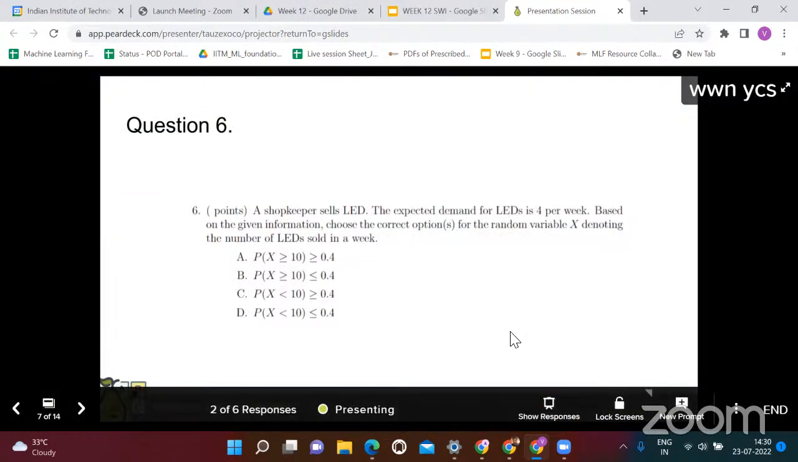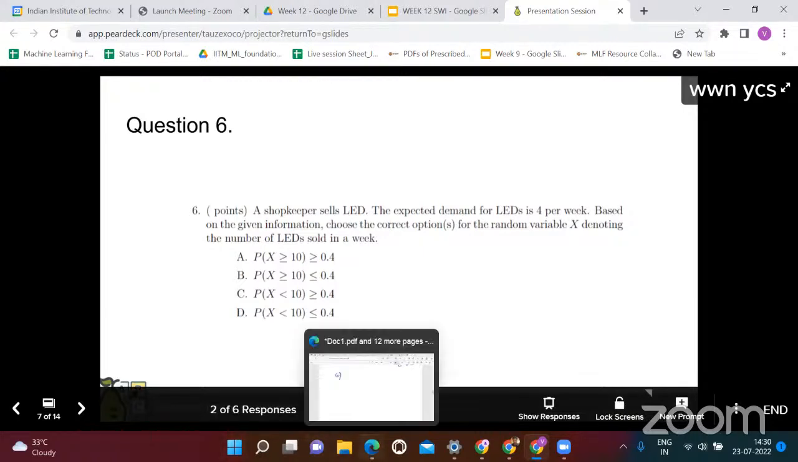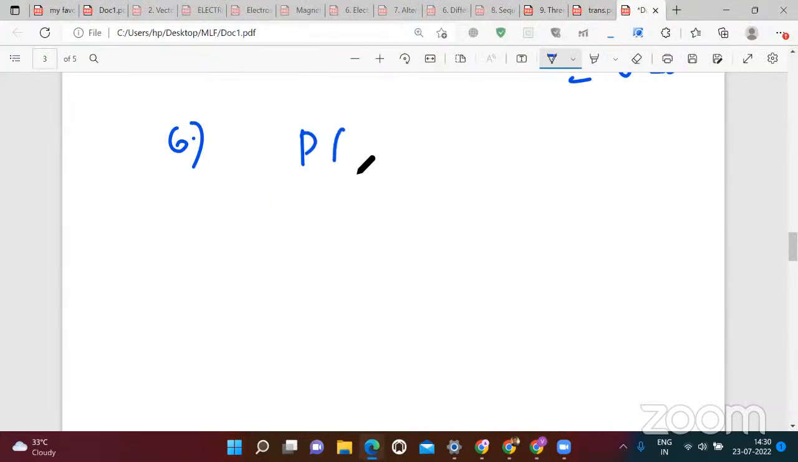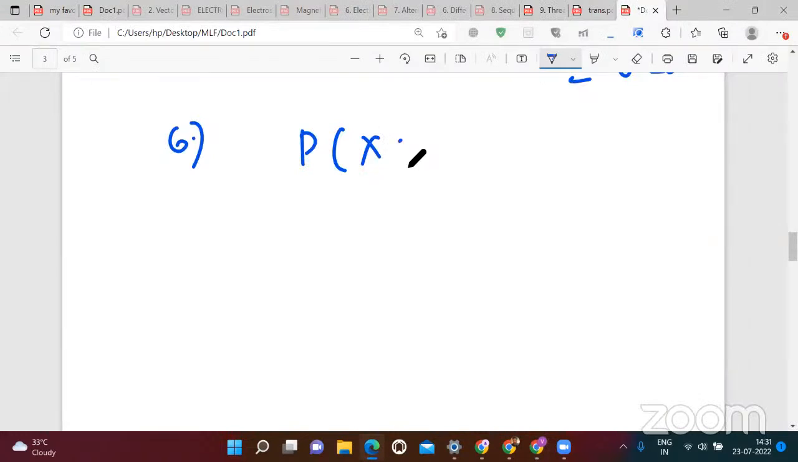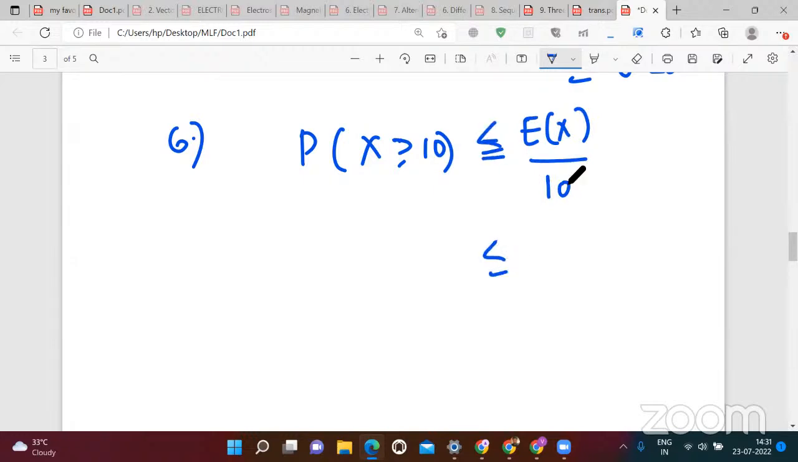This is a pretty simple one. This is a simple Markov inequality. You need to calculate the probability such that X is greater than or equal to 10, and that is less than or equal to the expected value of X upon 10. The expected number of LEDs that will be sold is 4, and that is equal to 0.4.